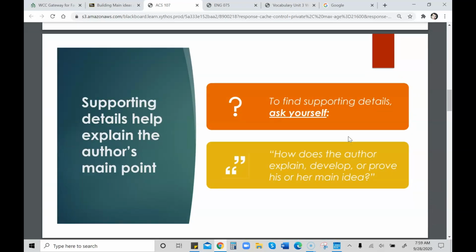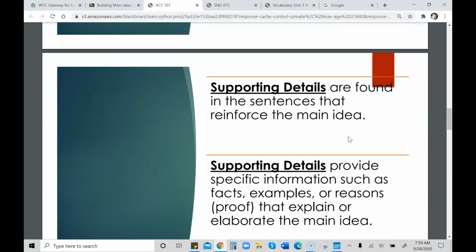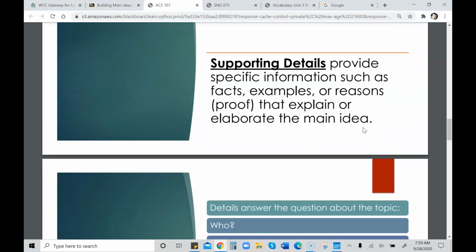So when you're looking for those details, you have to be able to ask yourself, how does the author explain or develop or prove his or her main idea? So always relating back to that. And this goes back to some of the work that we did in the early chapters of the textbook, in chapter 2 and chapter 3. So keep that in mind that you can always go back to those sections to review as well. So supporting details are going to be found in the sentences that reinforce those main ideas, and it could give you information like facts, examples, reasons, or what they're considering proof that elaborate on that main idea. So always asking yourself, does this relate appropriately?